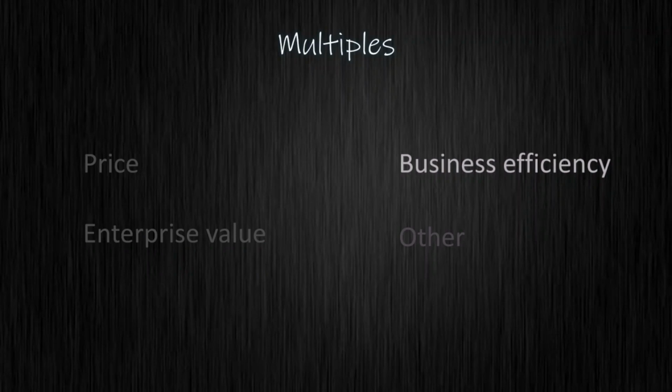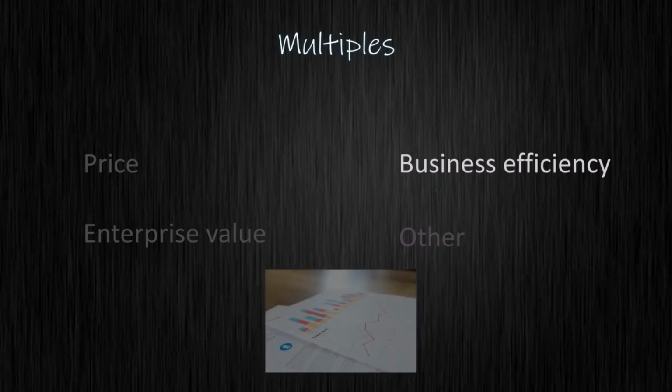Then the third kind of multiples that we are going to see is any multiples about business efficiency. For instance, profitability: what the gross margin is, the profit margin, the operating margin. All these kinds of KPIs or multiples can help us to see how efficient the business is, how they use their resources, and how efficient they are in their management.